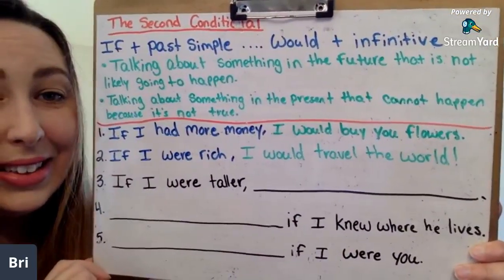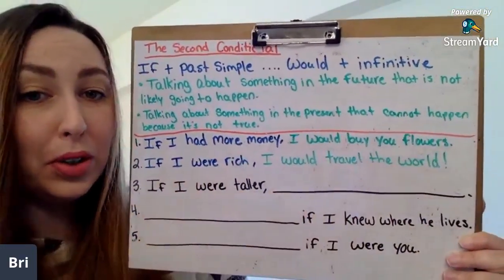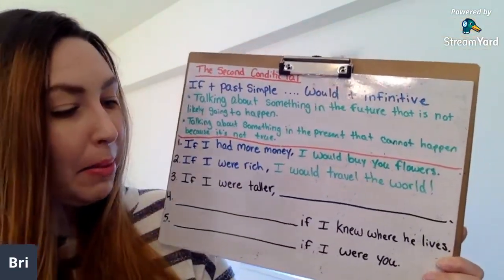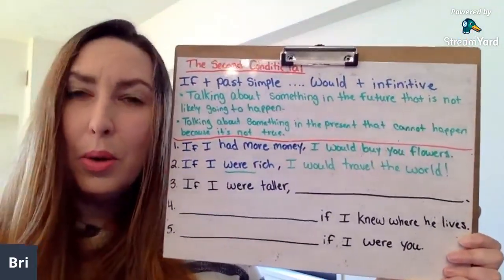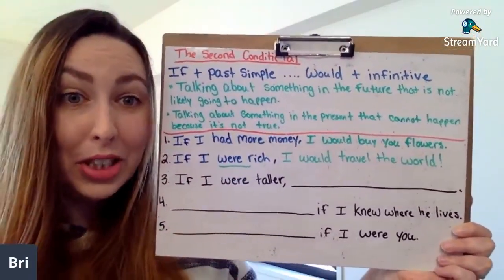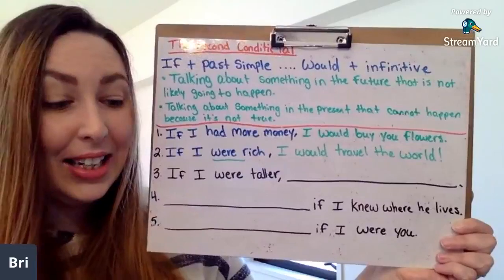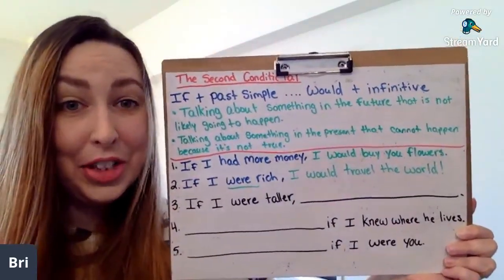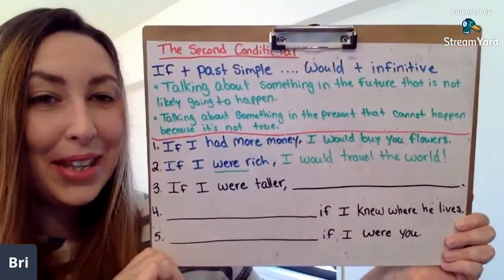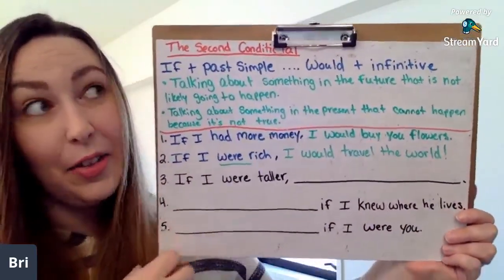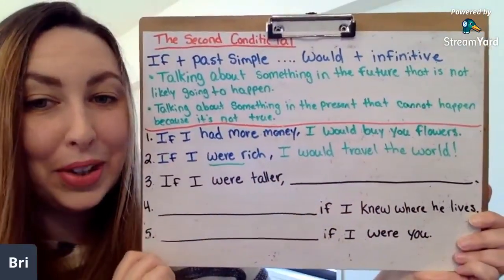Can everyone see? Okay, and then number 2, if I were rich, I would travel the world. Okay, and I think some of you are going to ask me about this. So if I were rich, oh, aren't we supposed to say if I was rich? I was, right? However, we often change it to were in the conditionals like this. So instead of using was, you can use were. So just remember that a lot of native English speakers talk like this. If I were you, if I were rich, if I were this, if I were that, okay? So if I were rich, I would travel the world. Very, very good.